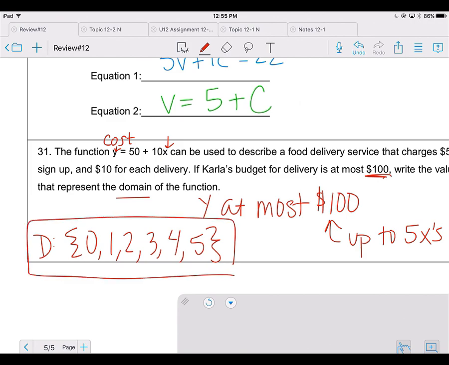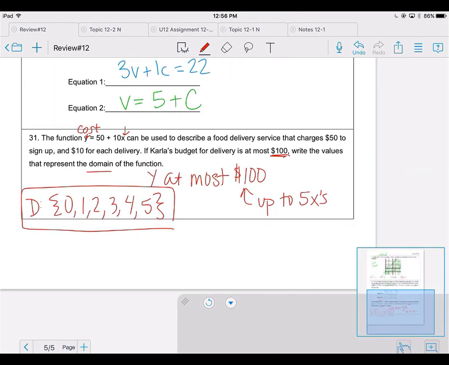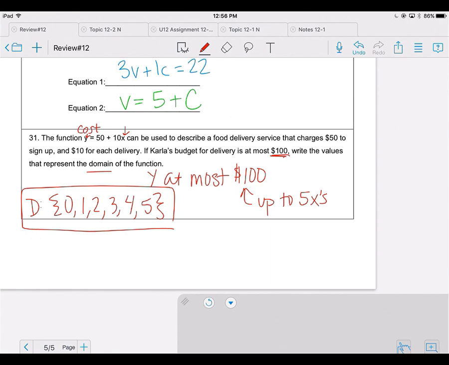Note it is not 0 to 5 because you can't have in-between numbers. So you can't have 1.5 deliveries. You have a delivery or you don't have a delivery. And you can do at most 5 deliveries. You could also do 0 deliveries and pay to sign up and never get anything delivered, and then you've wasted your money. You can do anything in between wasting your money and the most deliveries possible.